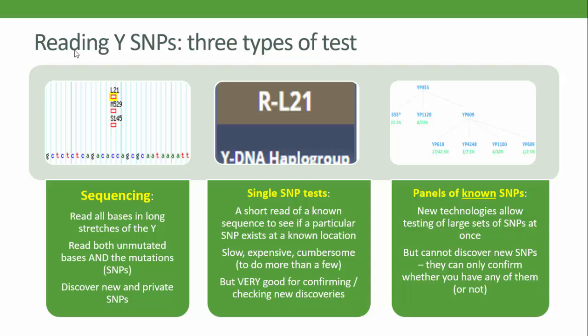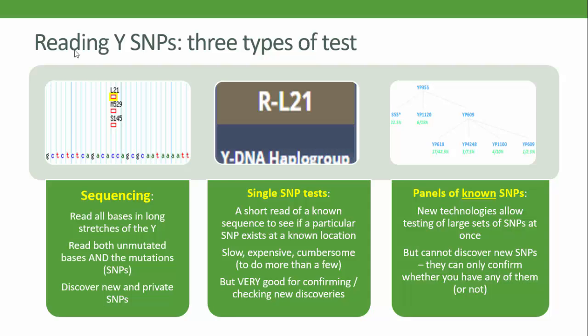It's possible to test single SNPs as well in a one-off test known as Sanger testing. This is how most SNPs were tested before sequencing tests became available, but it can be cumbersome and expensive to test many SNPs this way. The Sanger tests, however, can be the most reliable SNP tests you can take, so they are excellent tests for doing confirmations of new discoveries made in a sequencing test.